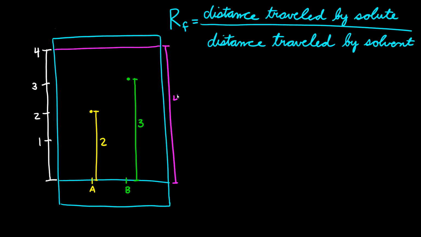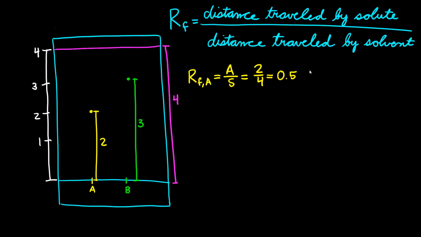For the solvent, you measure it from the starting line to the solvent front, and you'll see that that distance is 4. So if we wanted to calculate the RF of A, you would take the distance traveled by A over the distance traveled by the solvent, call that S. And here that's equal to 2 over 4, and since we usually report RF values as decimals, we'll say 0.5.